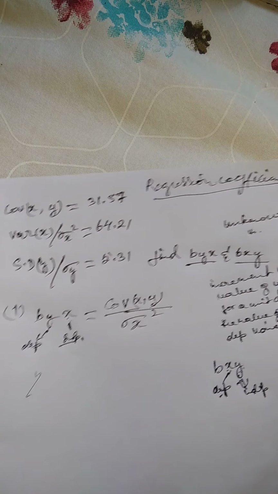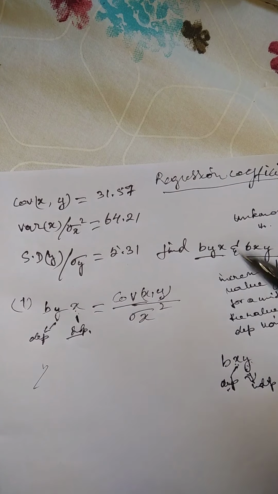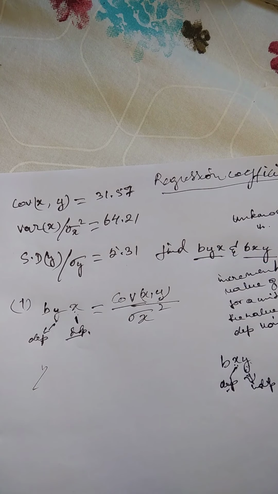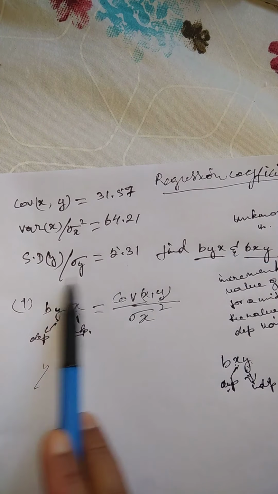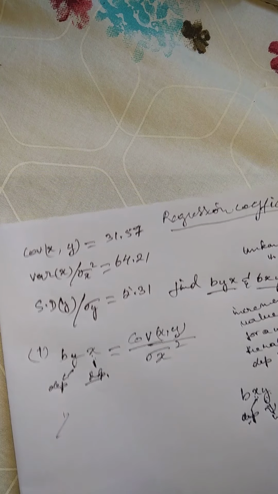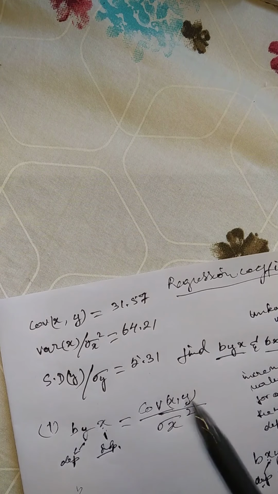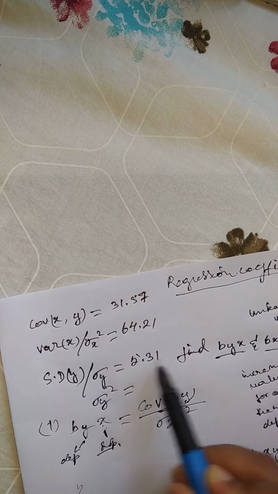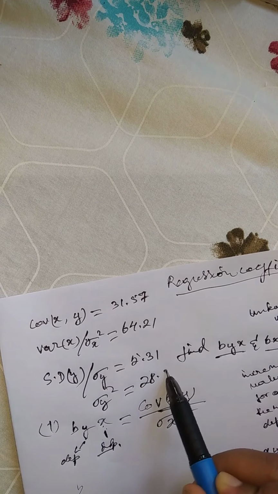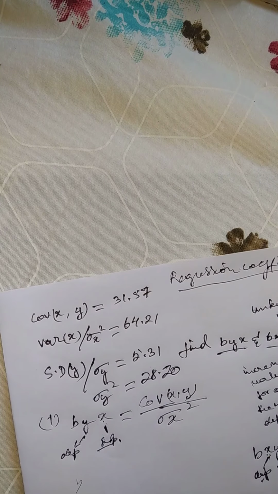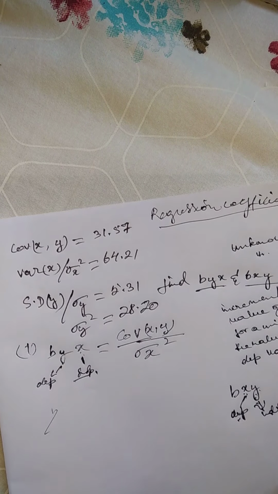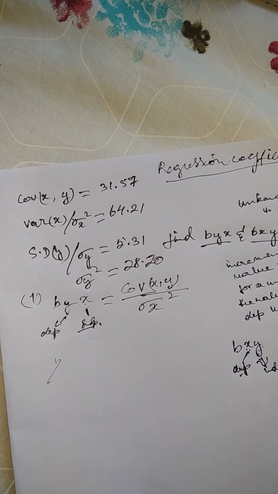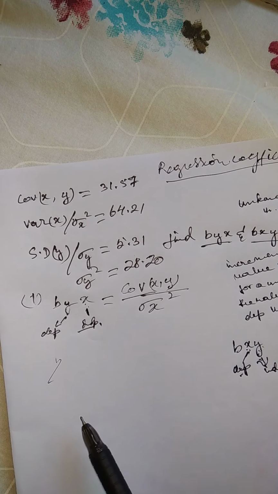Understand? So if you are given this kind of question, that you are given the value of covariance, variance and standard deviation, first of all, when you get a standard deviation, please convert this standard deviation into variance. You just square it and you will get 28.20. Now you can easily substitute it in the formula.